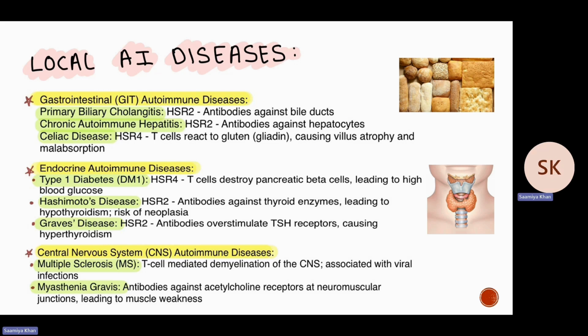And in celiac disease, we know it's a hypersensitivity reaction 4. There's the delayed T cell response to gluten and gliadin, to be specific. And this causes malabsorption and villus atrophy. Again, you will learn about this in more detail.